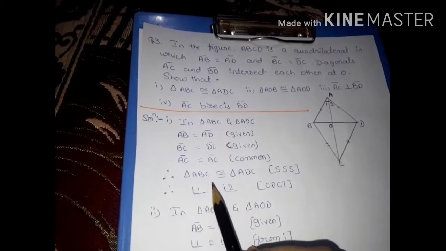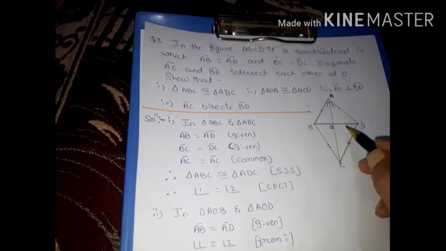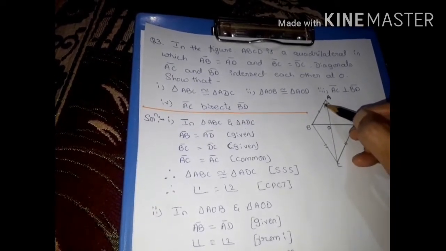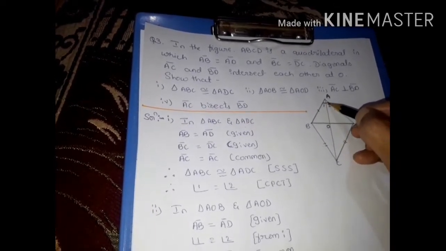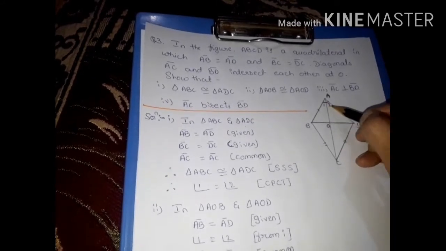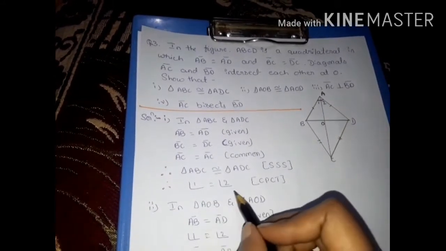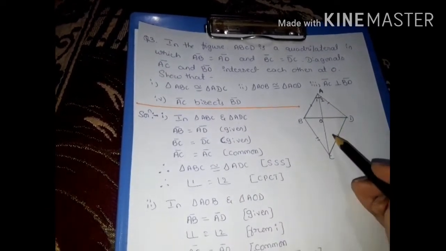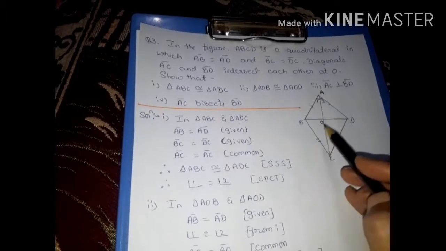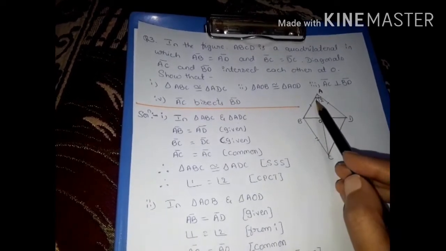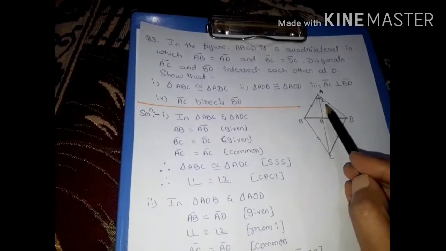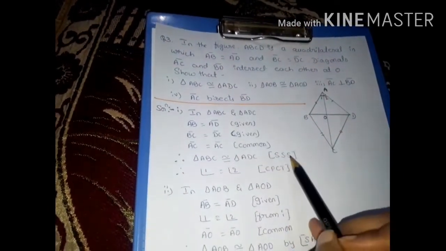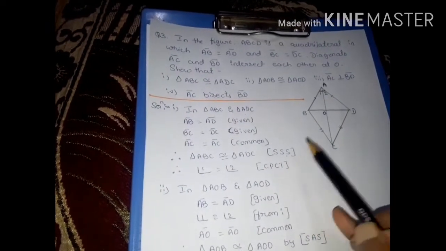by the SSS congruency rule. After showing these two triangles are congruent, by CPCT rule, corresponding parts, here angle 1 and angle 2 are the corresponding parts, these two are equal. So I am going to write here angle 1 equal to angle 2 by CPCT, because these two triangles are congruent by SSS. First one we proved, triangle ABC is congruent to triangle ADC by SSS congruence condition.